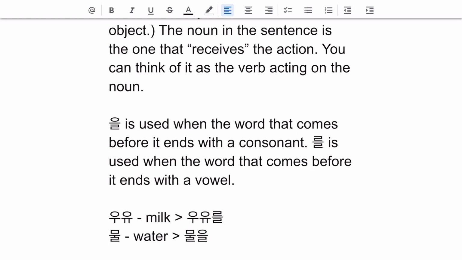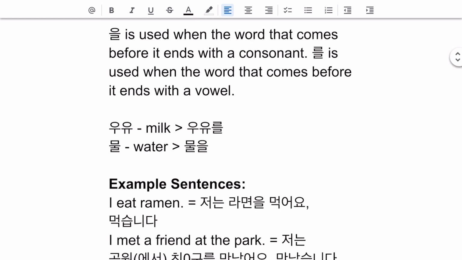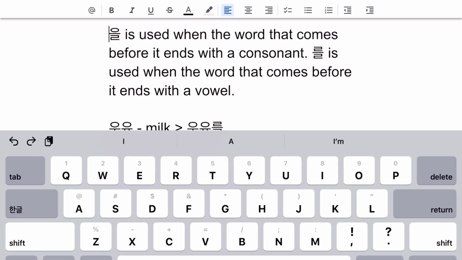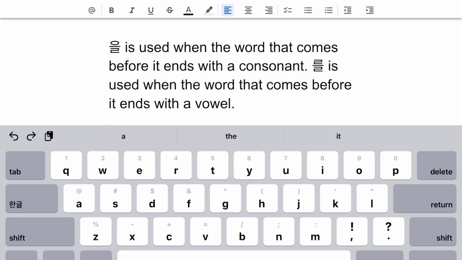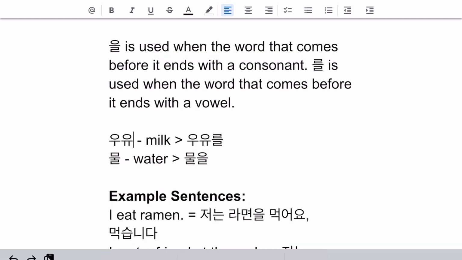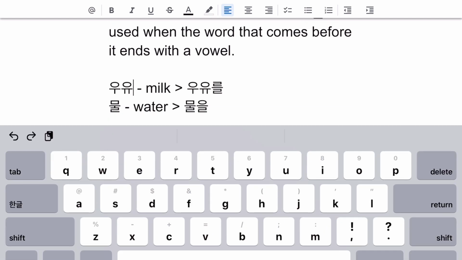It gets acted on. So when we have a noun that ends with a consonant, we're going to use 을. When we have a noun that ends with a vowel, we're going to use 를. So for example, milk, 우유, ends with 우, a vowel, so we do 를, 우유를. And then 물, water, ends with a 리을, a consonant, so we add 을, 물을. That one's kind of hard to say.